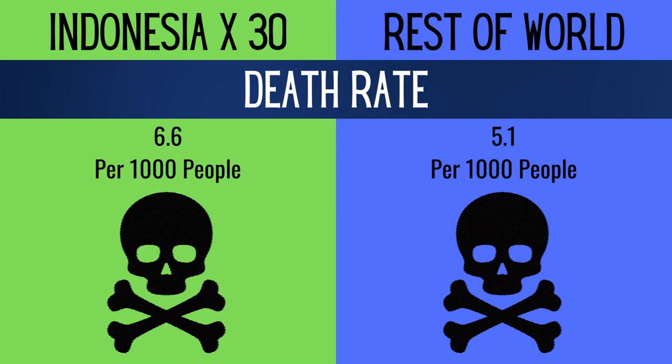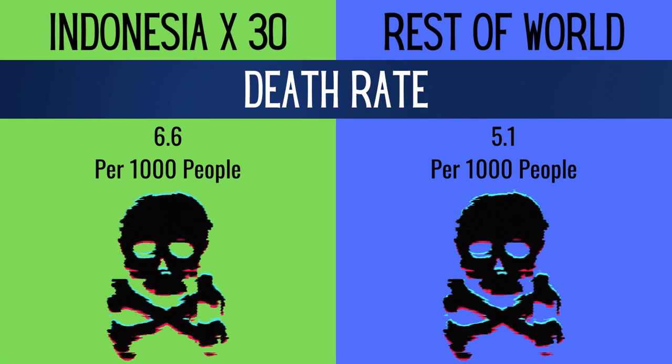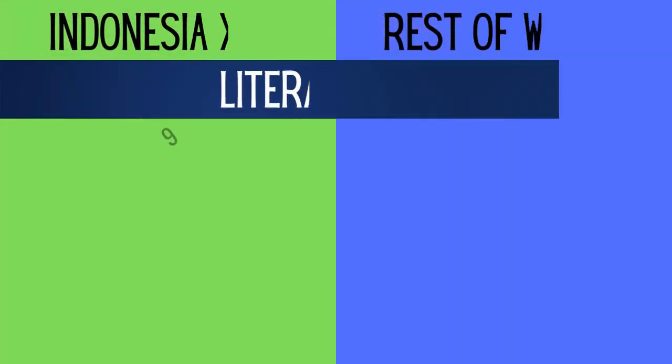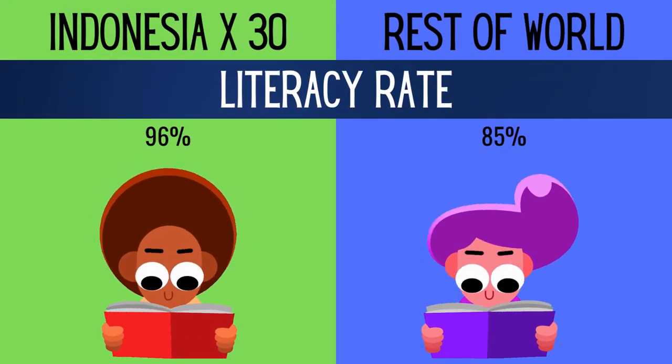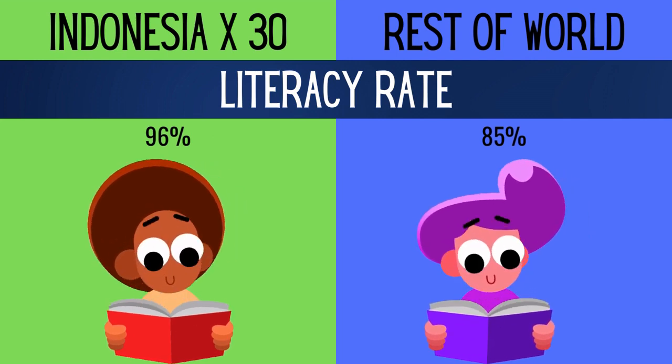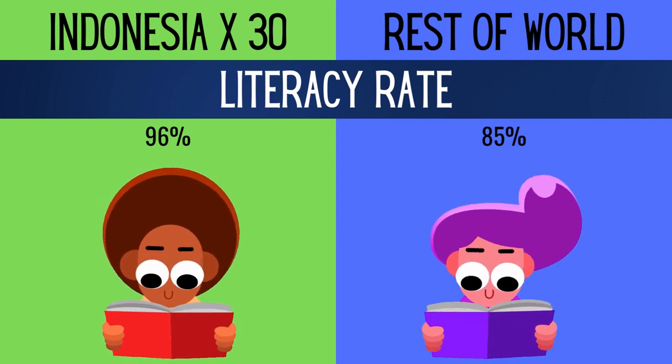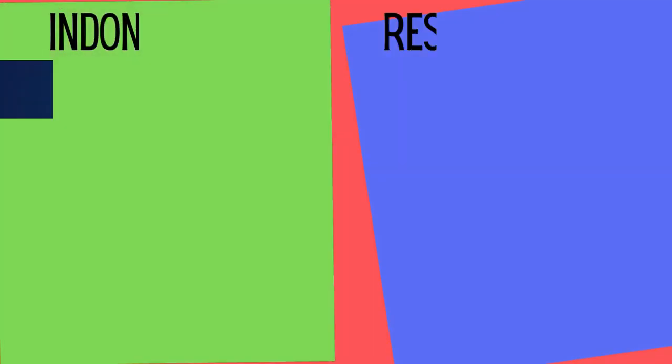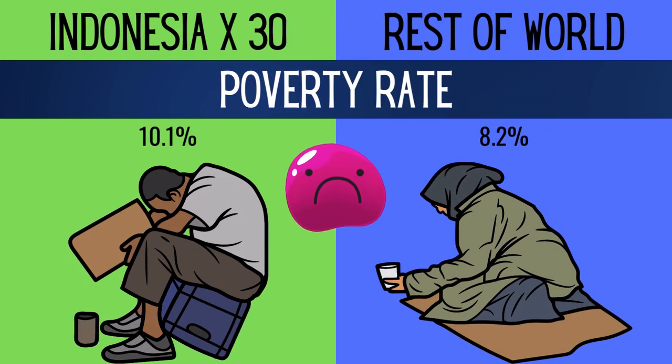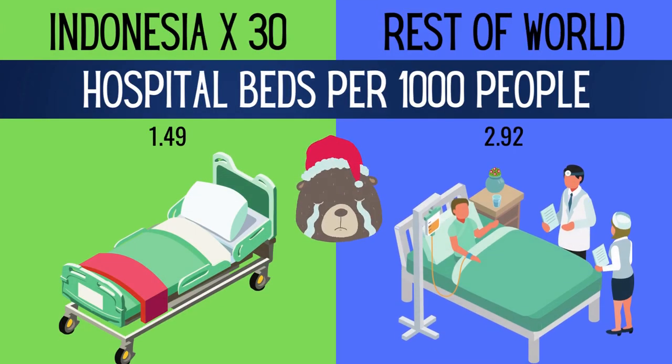Death rate of Indonesia is 6.6 per 1,000 people, and it's 5.1 per 1,000 people in rest of the world. Literacy rate of Indonesia is 96%, and it's 85% in rest of the world. Poverty rate of Indonesia is 10.1%, and it's 8.2% in rest of the world. There are 1.4 beds per 1,000 people in Indonesia, and there are 2.9 hospital beds per 1,000 people in rest of the world.